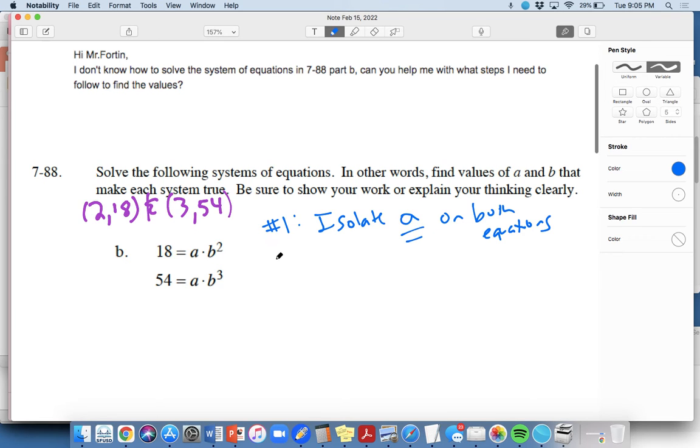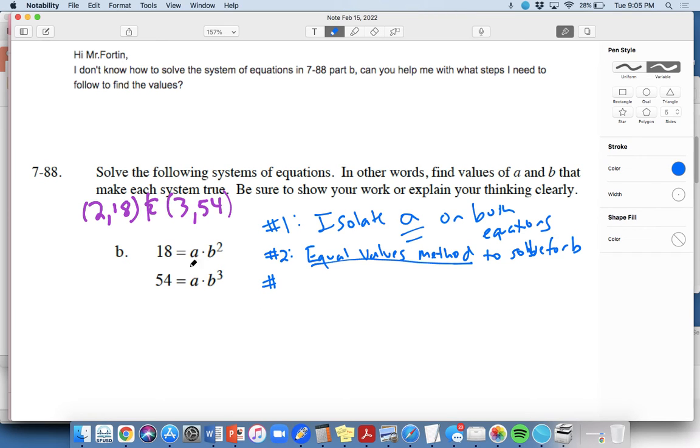Okay, because after I get A isolated on both equations, number two, what I'm going to do is I'm going to use the equal values method to solve for B. That's what I'm going to do on this one here. Okay, right? And I'm kind of giving you some guidance, and I'll do it along with you right here. If we don't remember what the equal values method is, we'll go over it.